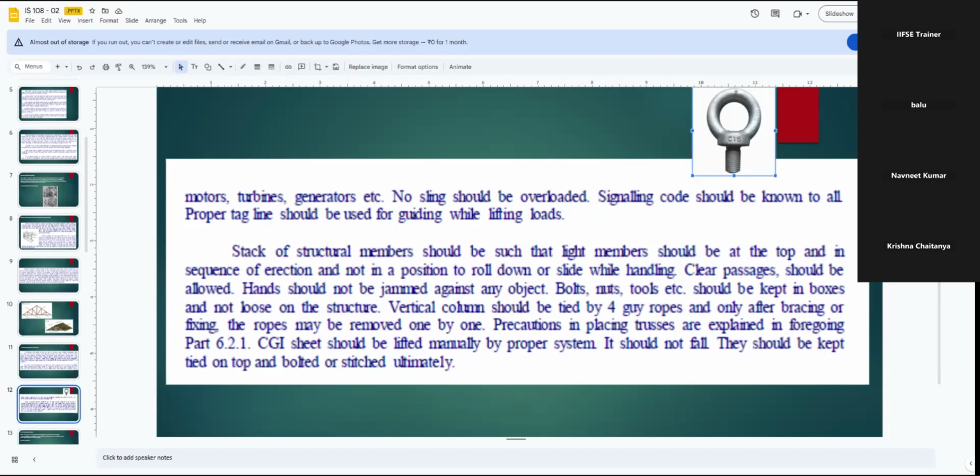The slinging code should be known to all. The proper tagline should be used for guiding while lifting the loads. So you have these slinging cords for lowering or shifting or lifting of the load as well as proper tagline. When they say tagline, it is nothing but a safety rope that should be used while lifting these loads to avoid the swinging of the load to make a balance.